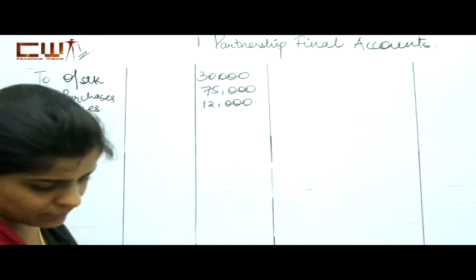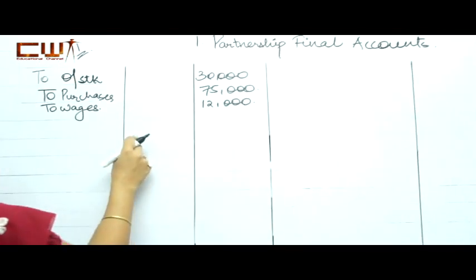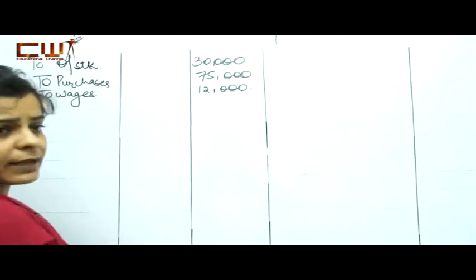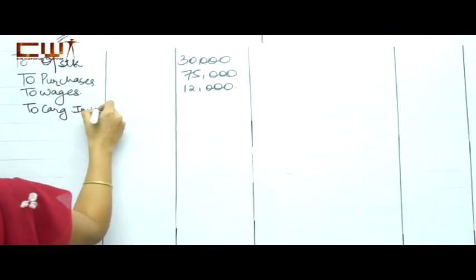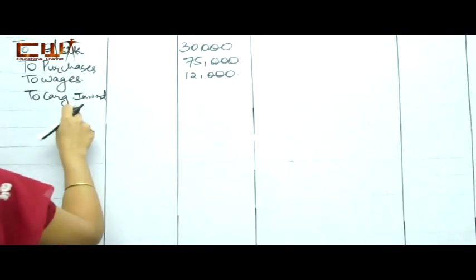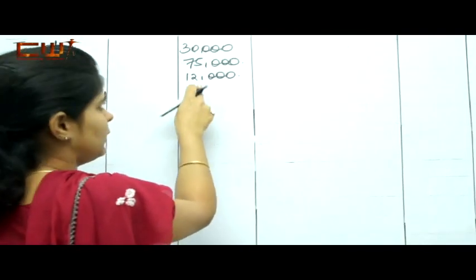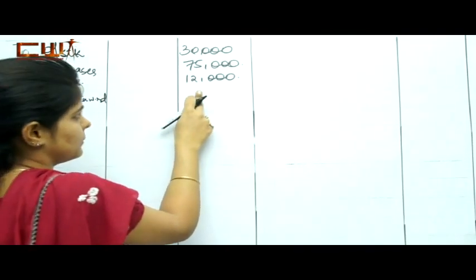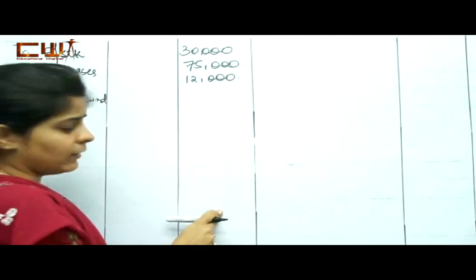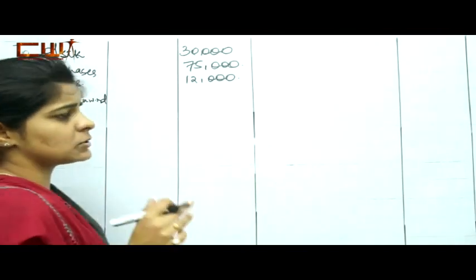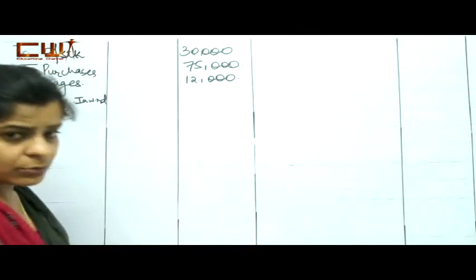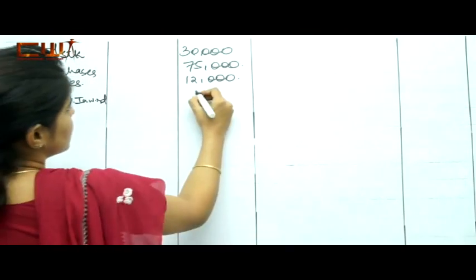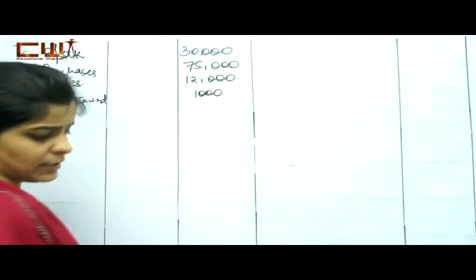Next is carriage inward. Carriage inward will come in the trading account, and carriage outward will come in the profit and loss account. Inward is related to purchases, so it directly affects production activity and comes in the trading account, whereas carriage outward is related to sales, so that is an indirect activity and comes in the profit and loss account. Carriage inward is given as 1000, so we will mention 1000 here.